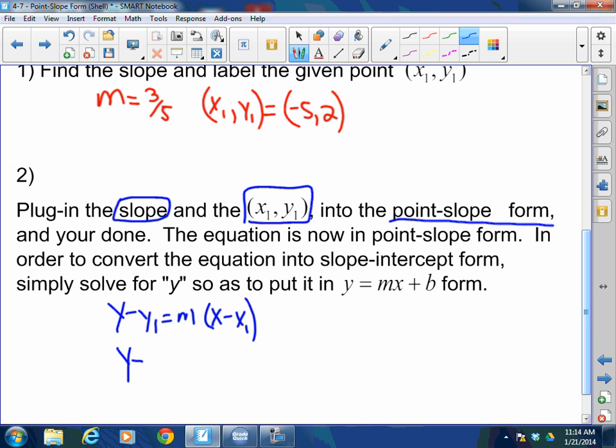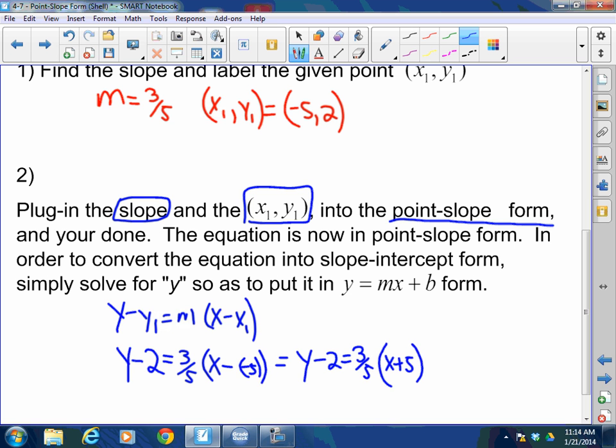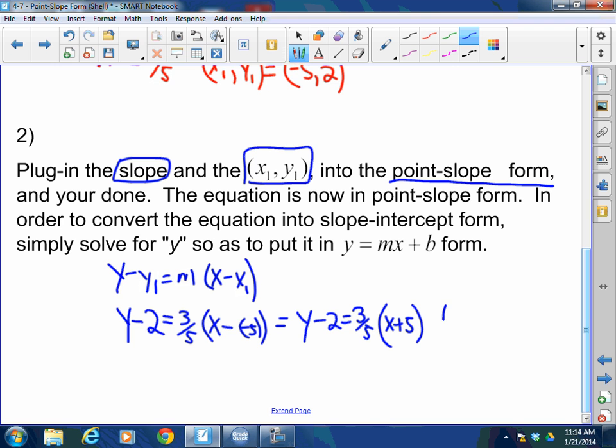So guys, what is my y1? 2. So y minus y1, which is 2, equals m. What's my m? What's my slope? 3/5 times x minus x1. What's my x1? -5. So remember, it's minus x1. So this is going to equal y minus 2 equals 3/5 times x plus 5. That is my equation in point slope form. Does everyone see that?